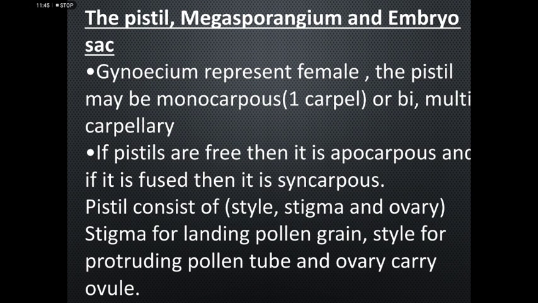Pistil consists of style, stigma and ovary. Here the stigma is the landing site for pollen grains, and the style is a slender tube which leads to the ovary. The ovary contains ovules, which can be discussed in the later portions.